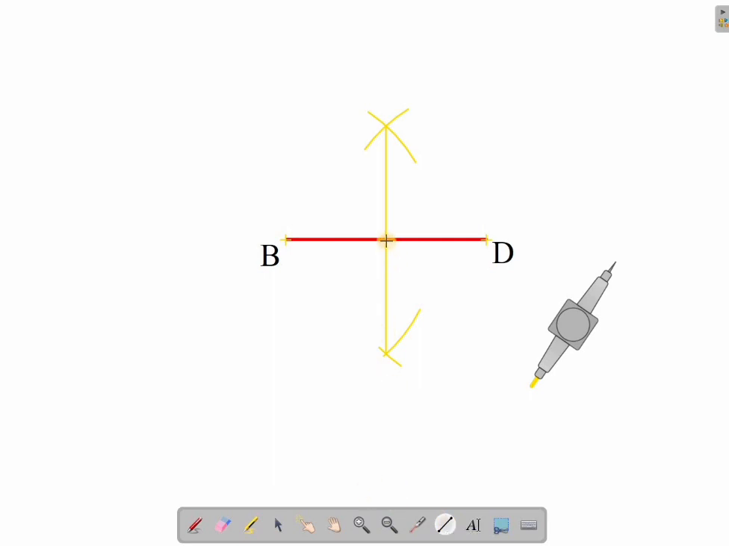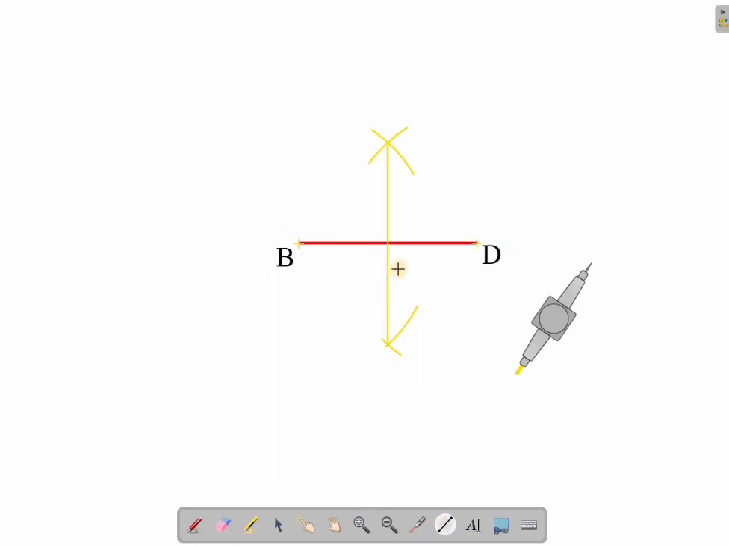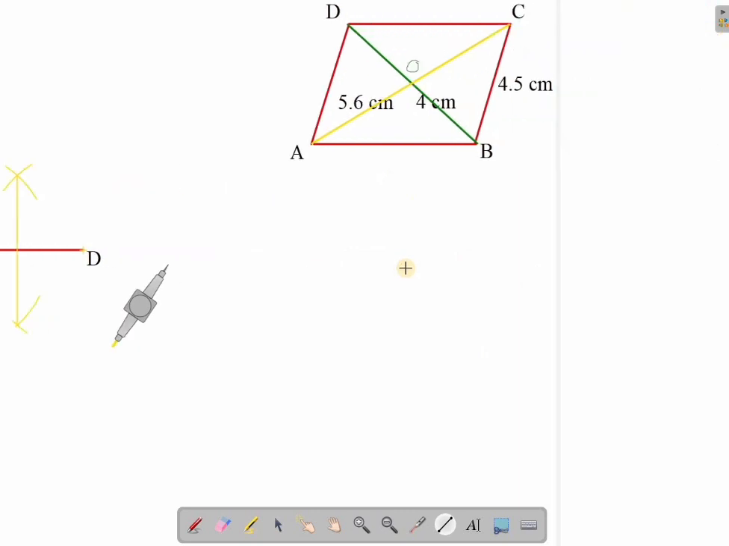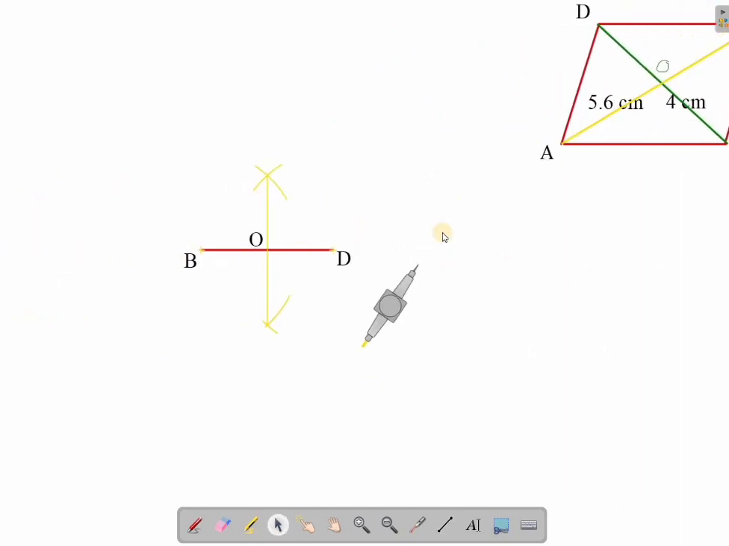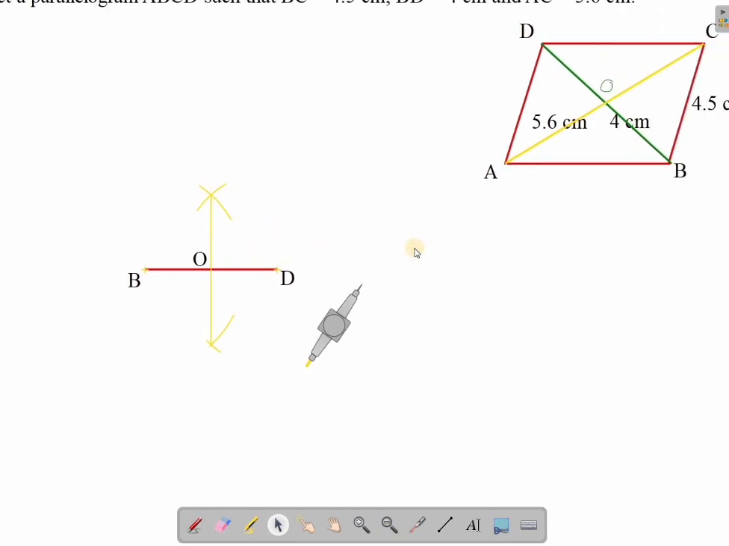So what is the midpoint of BD? The midpoint of BD is O. So we'll write O at this point. Yes, so I have written O here. Now you see I'm going to construct triangle BOC. BO is there.